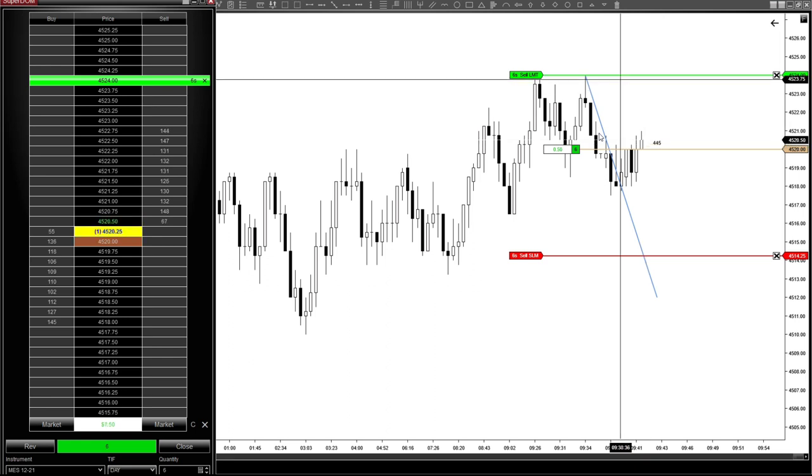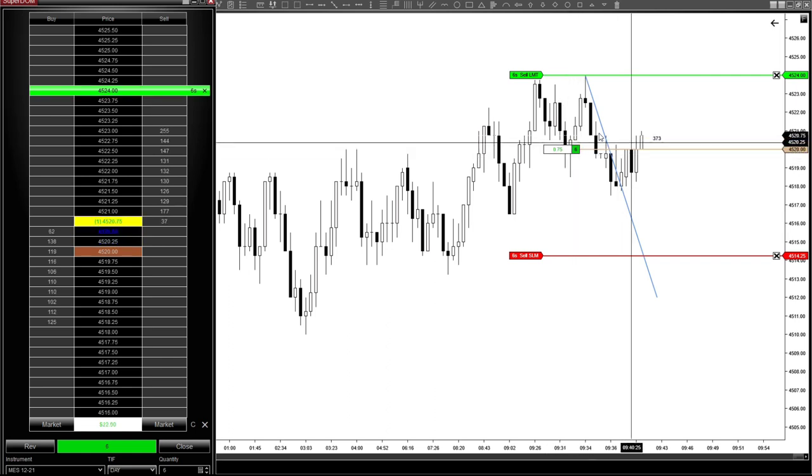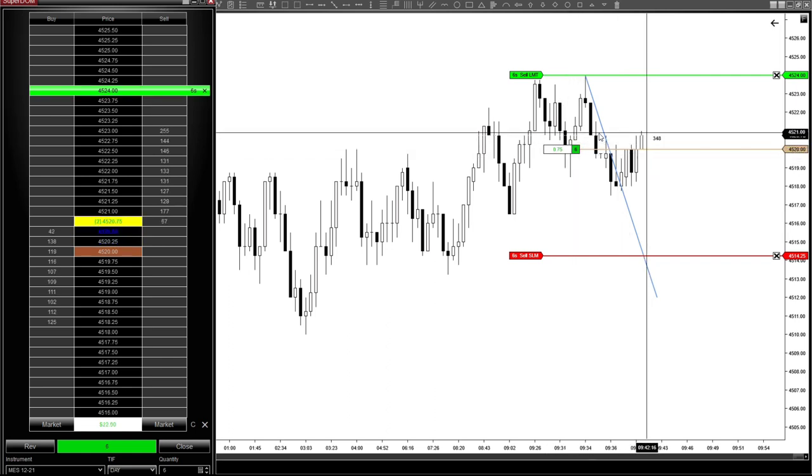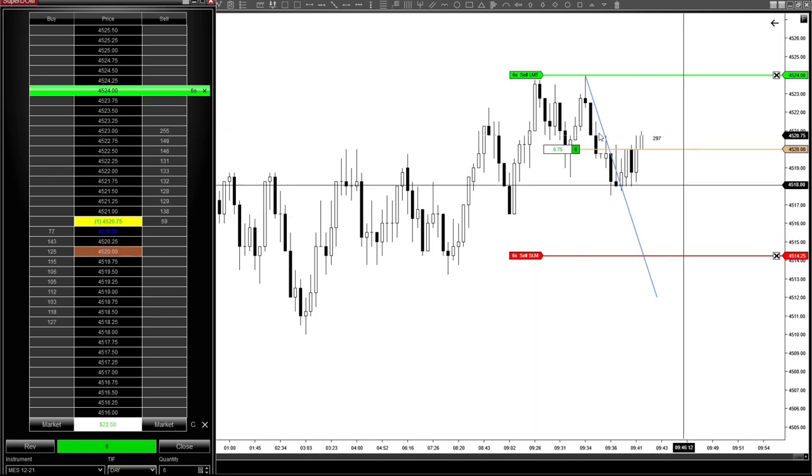One thing I am noticing here a little bit with NinjaTrader is my tick count compared to what price is actually doing is being a little delayed today. I might be off by a tick or two at times.